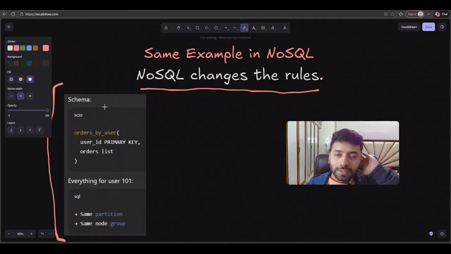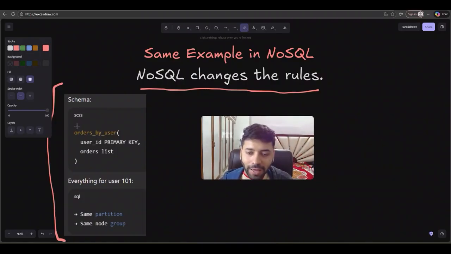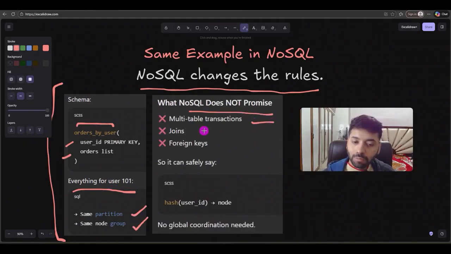Later in this video we will discuss the types of NoSQL databases, but here you can see we have orders by user, which contains the order ID and the order list. So everything for user 101 would be in the same partition and same node group. So basically NoSQL does not promise multi-table transactions, joins or foreign keys. The joins and the foreign keys are for RDBMS, because that means a relational database. The multiple tables can relate to each other using the keys, and SQL is famous for joins, but NoSQL does not promise anything like that.